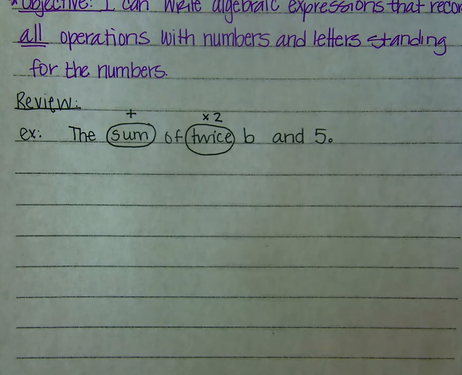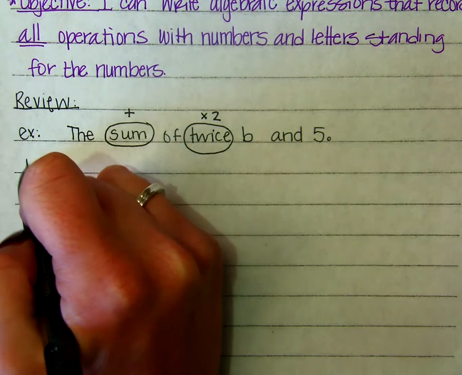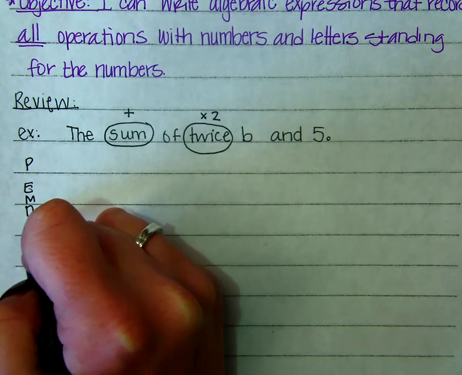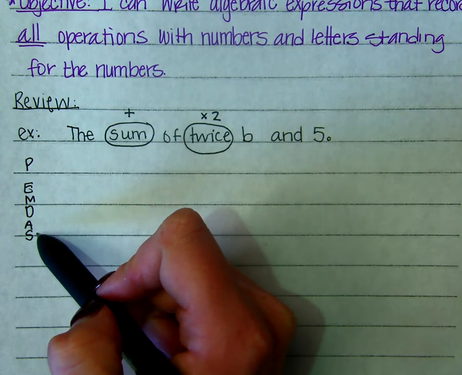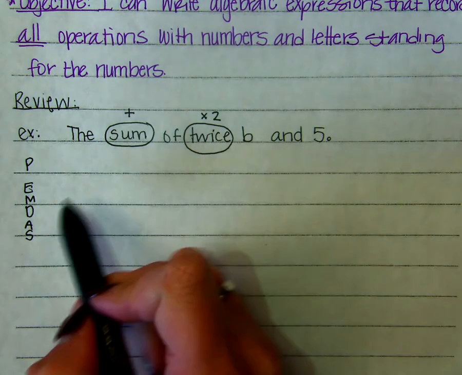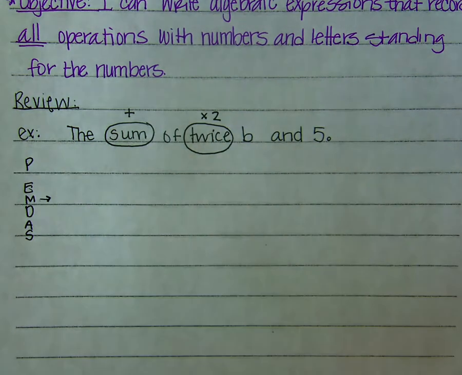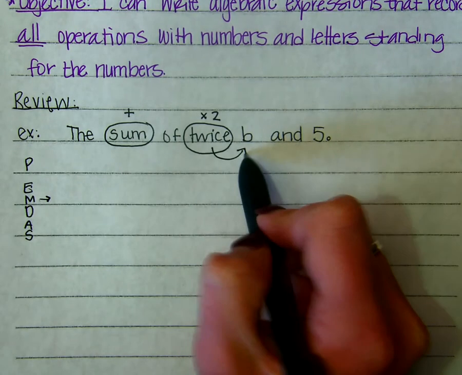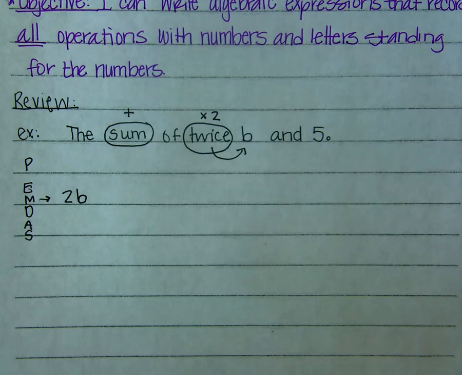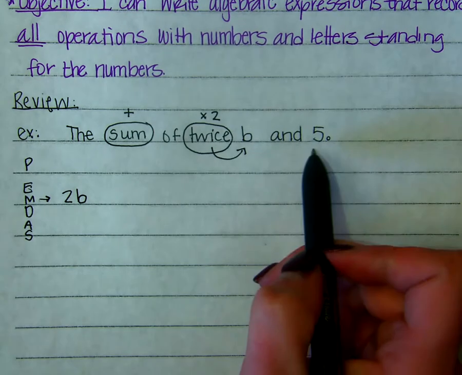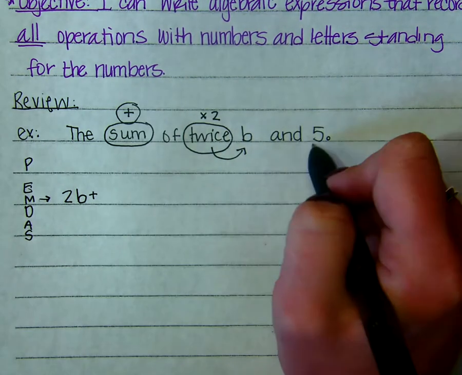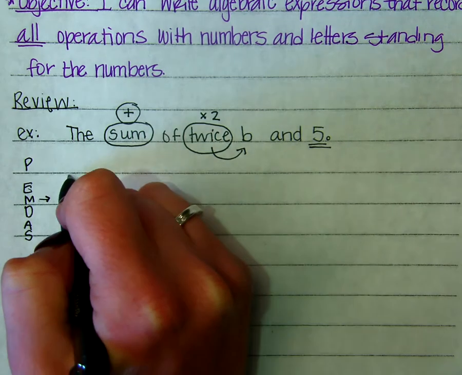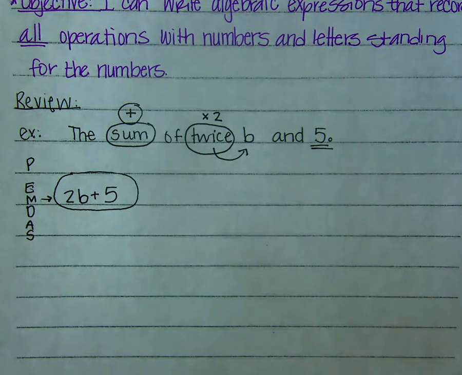So the first thing I need to do is try and figure out what needs to be solved first. Now remembering in PEMDAS, it's parentheses, exponents, multiplication, division, addition, and subtraction. What needs to go first is my multiplication, because that's what comes first in PEMDAS. So I know that I see twice b, which means 2 times b. And then the only other operation I see is the addition at this point, so I put plus, and the other value, which is 5.